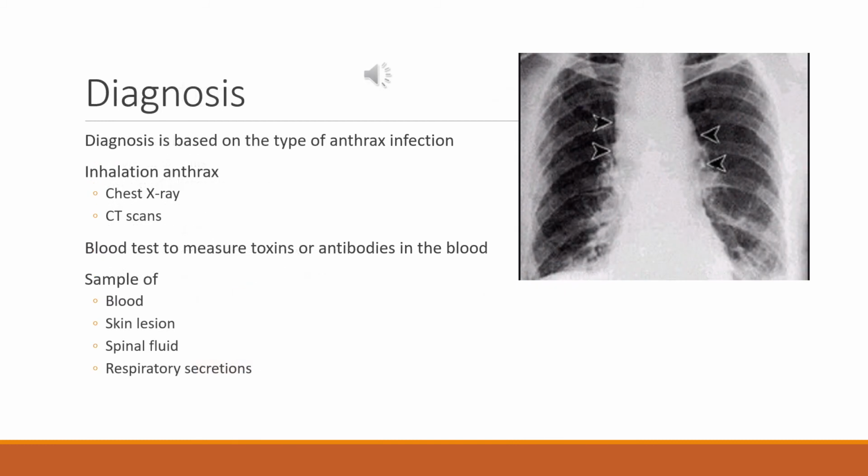Diagnosis of anthrax. Diagnosis is typically based on the type of anthrax infection. Inhalation anthrax may be diagnosed with a chest x-ray or CT scans, which will show infiltrates on the x-ray. A blood test is the best way because it measures toxins or antibodies in the blood. Samples may also be taken of the blood, of a skin lesion, spinal fluid, or respiratory secretion.